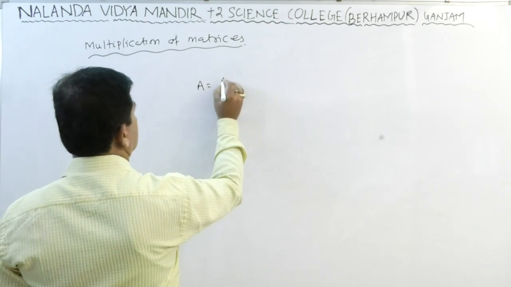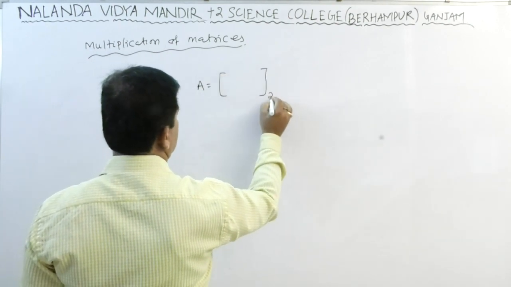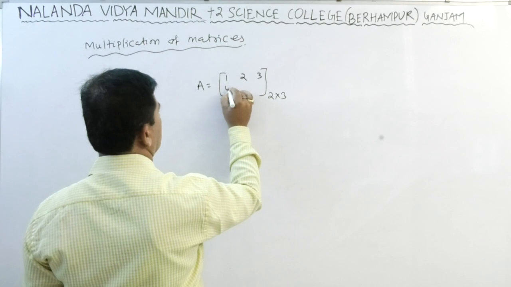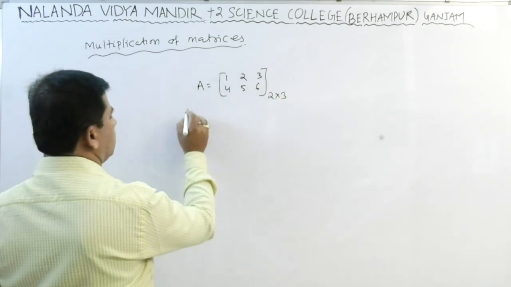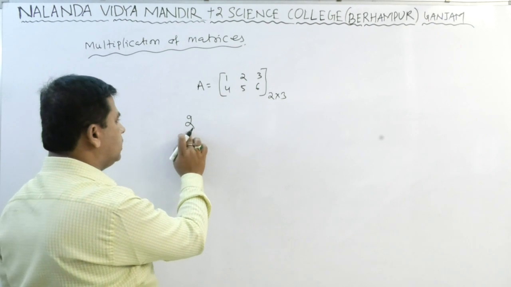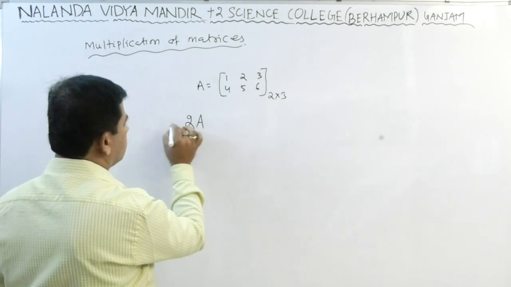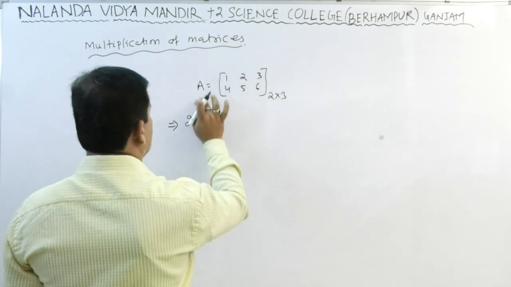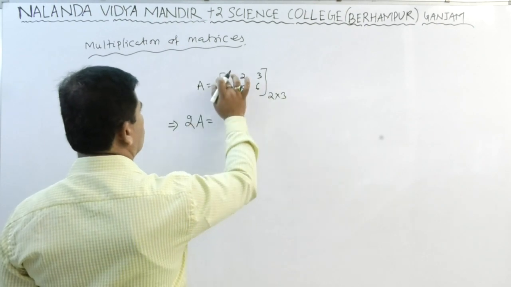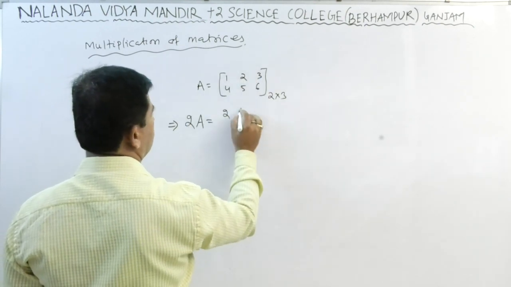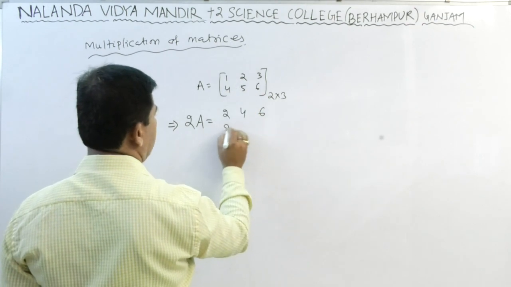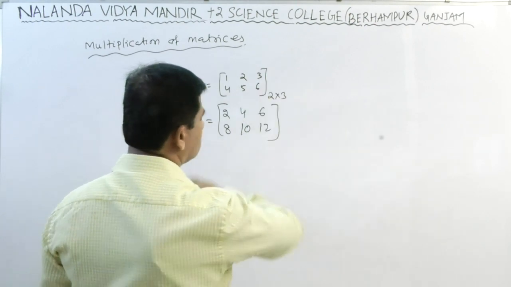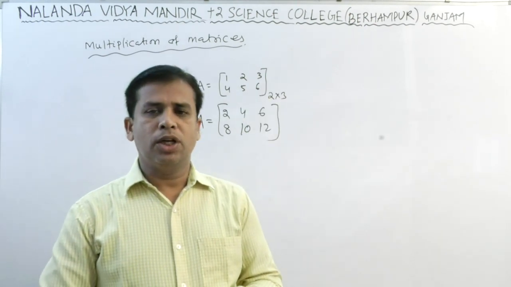Let A be a matrix having order 2 cross 3, and the elements are 1, 2, 3, 4, 5, 6. That 2 is a number that may be considered as a scalar, and we can find 2A. This implies 2A is equal to every element of A multiplied by 2. Now 2 into 1 is 2, 2 into 2 is 4, 2 into 3 is 6, 2 into 4 is 8, 10 and 12. This is our 2A, and this is known as scalar multiplication.